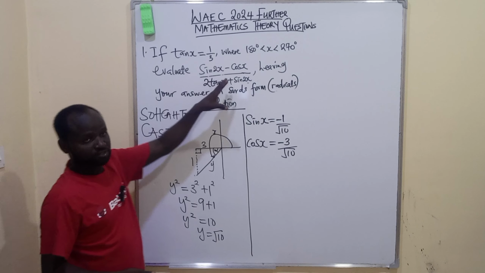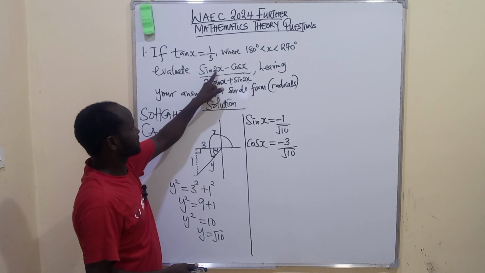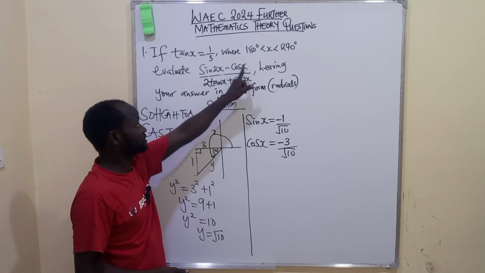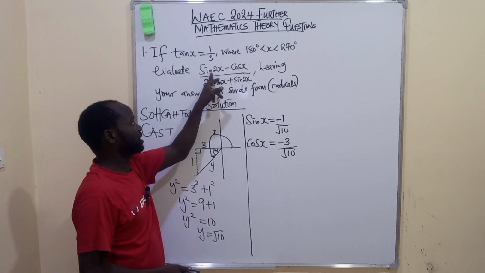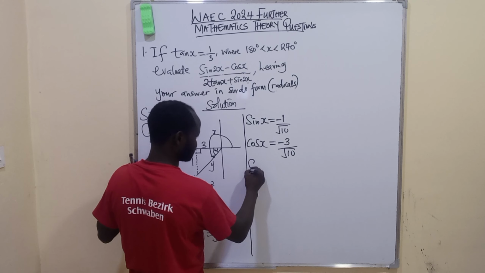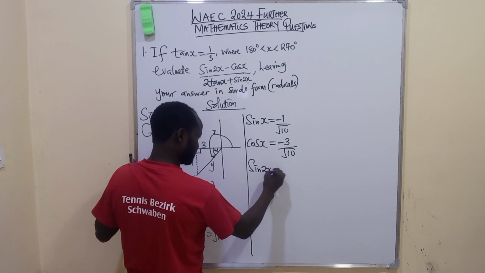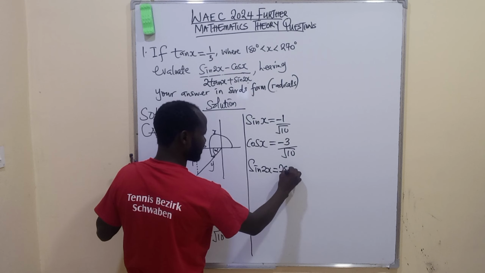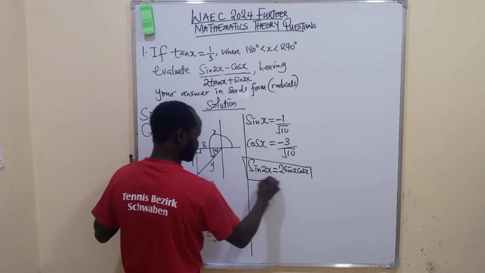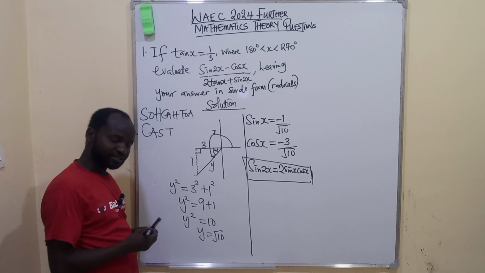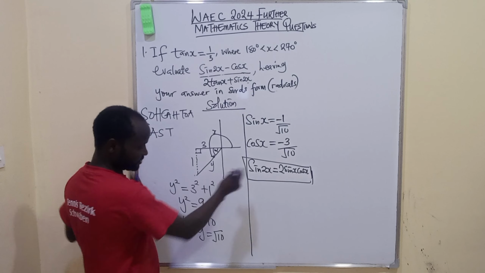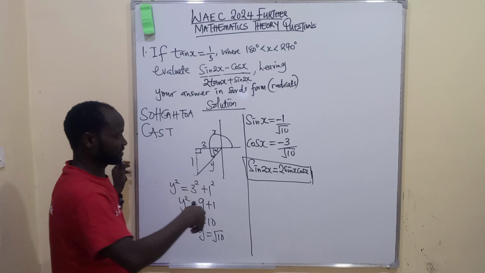Okay, if we look at this question, we are asked to evaluate sine 2x. We don't have sine 2x now, but we have cos x and tan x. Recall that sine 2x is the same thing as 2 sine x cos x. This is an identity. So we can easily find sine 2x now.